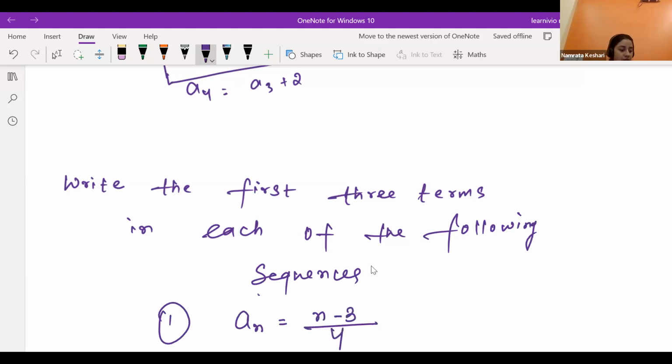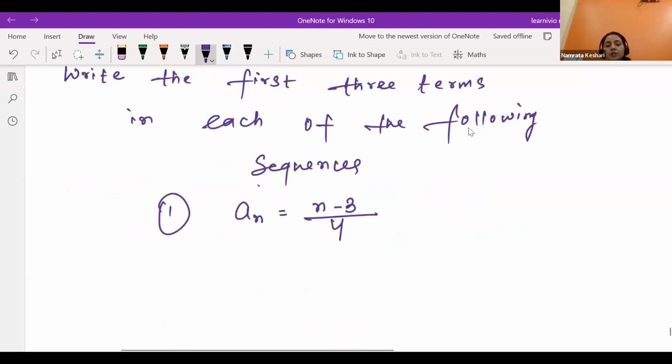Okay, we will be taking n as the first term, the second term, the third term, like that. n is the number of which term we are talking about. With the help of this one, we have to generate the first 3 terms. So if we want to find the first term, that is a1, can you tell me, Ali, what will be the first term?